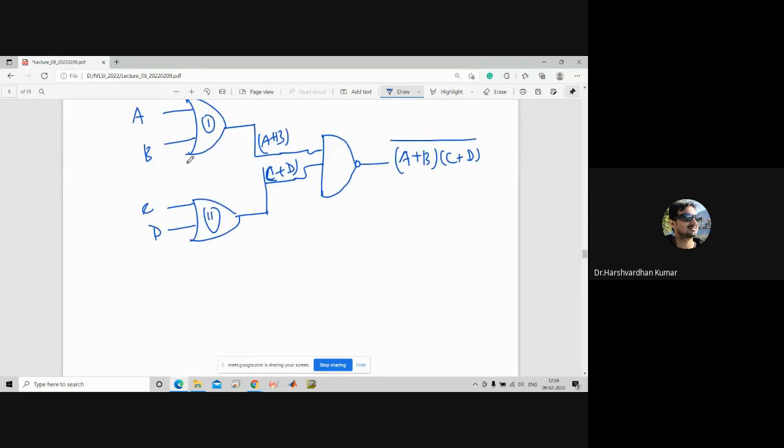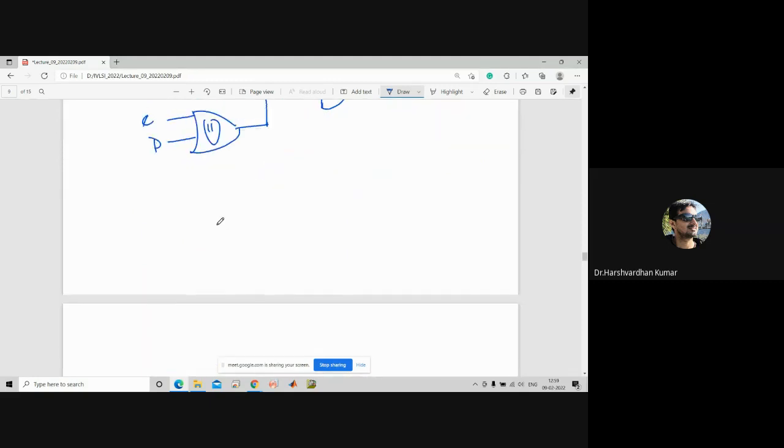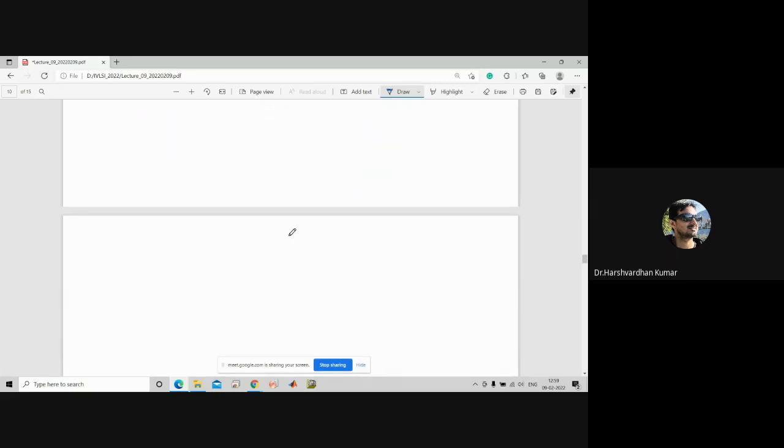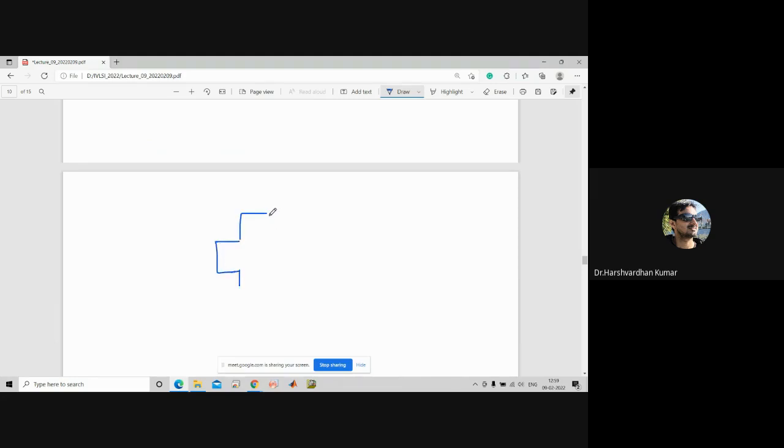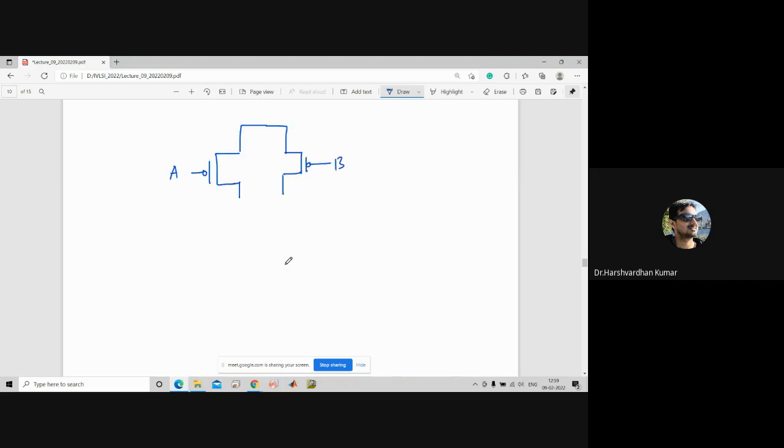So this is the 4 input, right? So 4 inputs are required. So how can we design? Let us see here. So we need to connect the transistors in parallel. 2 parallel. So this will be PMOS here. So this will be, let us say, A and B. So this is for the first OR gate.